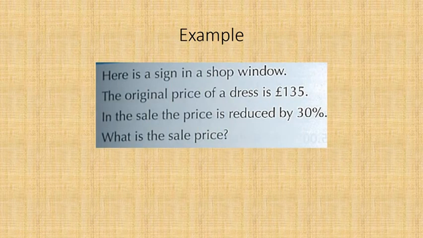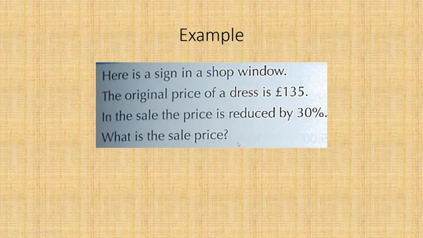Let's go to our new lesson and start with an example. Here is a sign in a shop window. The original price of a dress is £135. In the sale, the price is reduced by 30%. What is the sale price?